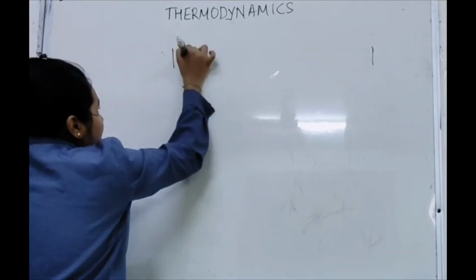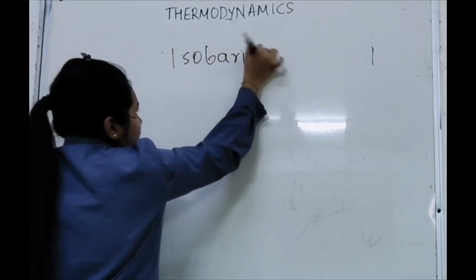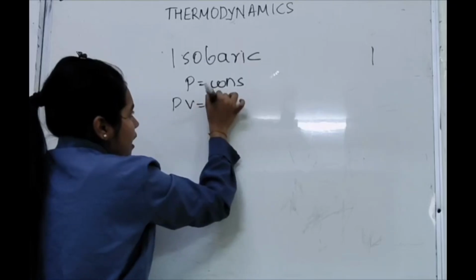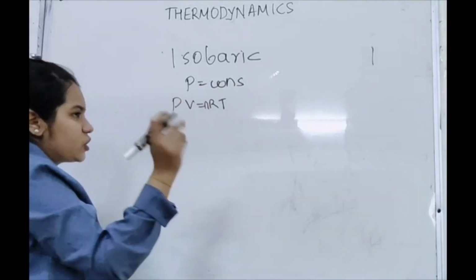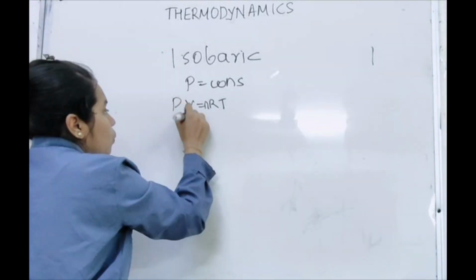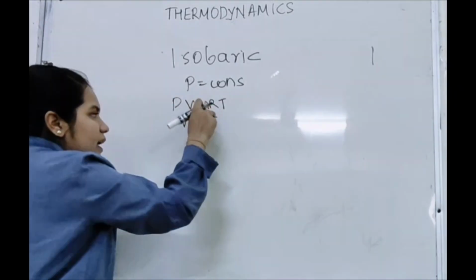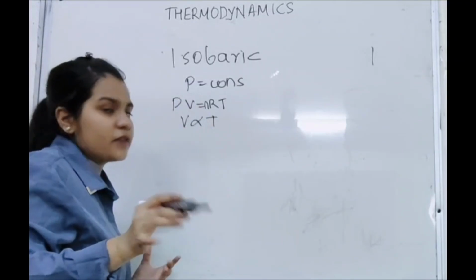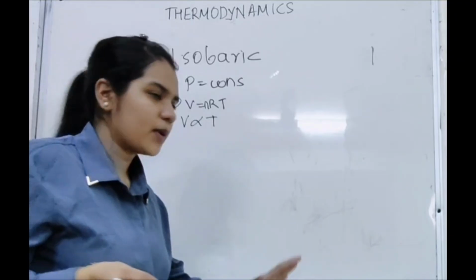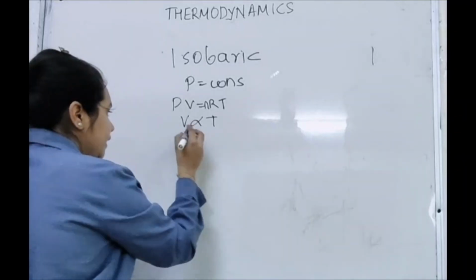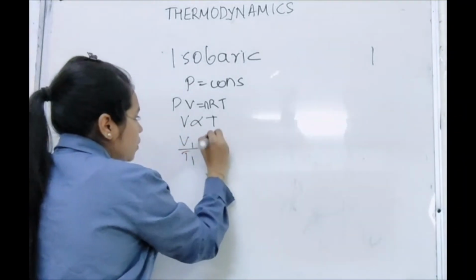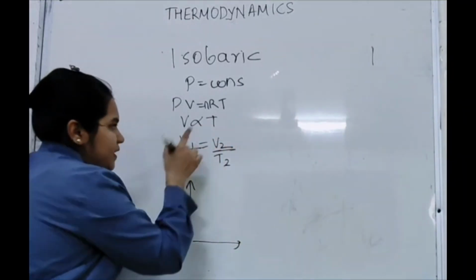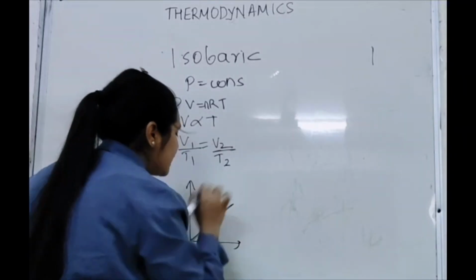Let's start with isobaric. Pressure is constant. According to the ideal gas law, PV equals nRT. Now pressure is constant, so that means V is directly proportional to T, because n and R we are taking as constant. Mostly n will be constant. If n is not constant, they will mention it in the question. V is directly proportional to T, that is V1 by T1 equals V2 by T2. This graph is a straight line because V is directly proportional to T.